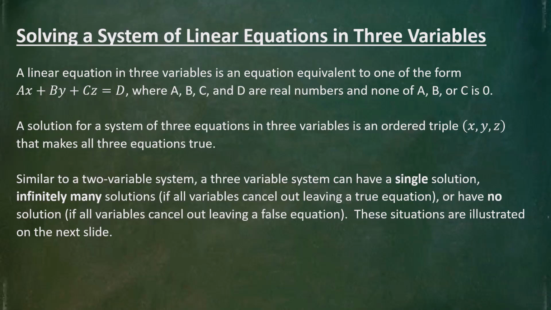So kind of similar to what we had with the 2 variable system, we do have in this 3 variable system as well the ability to have a single solution. We could have infinitely many solutions. There's actually now a couple of scenarios where that would happen. Or we might have no solution. And again, on the next slide I'll go ahead and give you some visuals of what those would actually look like.